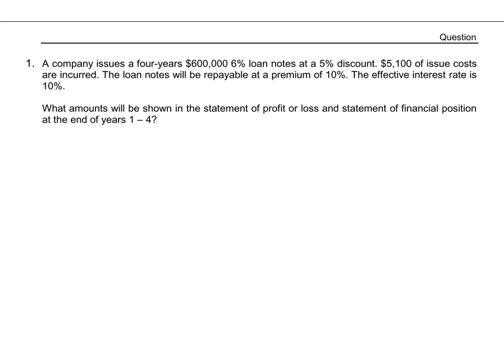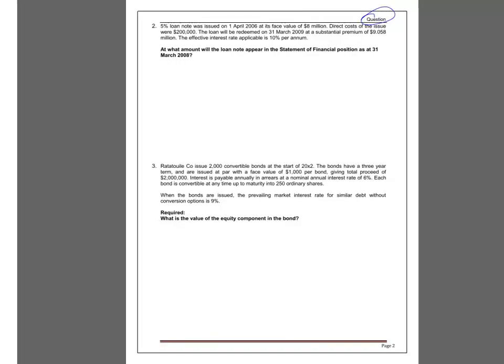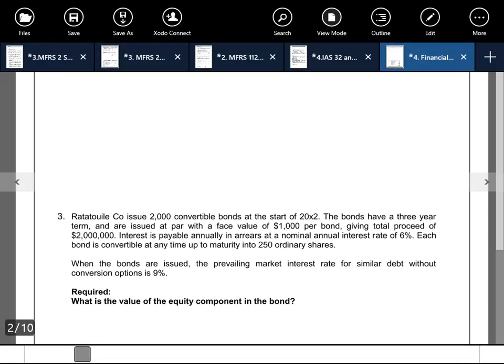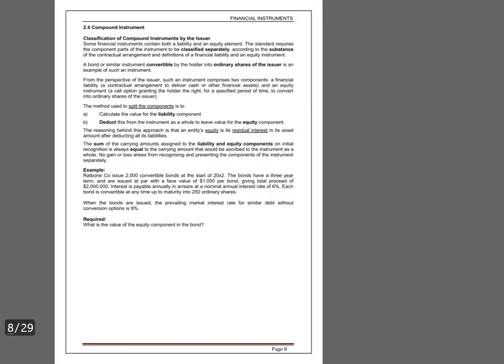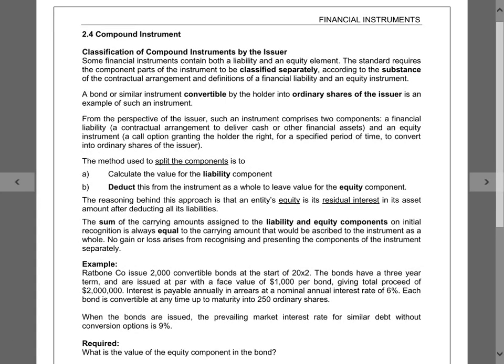Understand? If my liability I calculate and it happens to be 88, then the balancing 12 will be my equity. So this will be the balancing. If this is 93, then my equity will be 7. Clear? Is it important to split them into debt and equity?